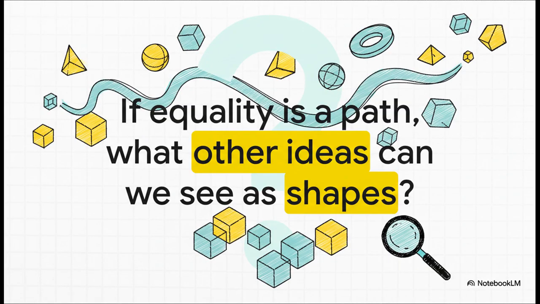When you step back, what this whole breakthrough really shows is the power of a new perspective. Just by turning an abstract idea like equality into a tangible thing, a path, we solved a problem that had stumped people for years. It just goes to show you that sometimes the biggest leaps forward don't come from finding a new answer, but from finding a completely new way to even ask the question. And that leaves you with a really fascinating thought. If equality is a path, what other profound ideas are out there just waiting for us to see them in the right shape?